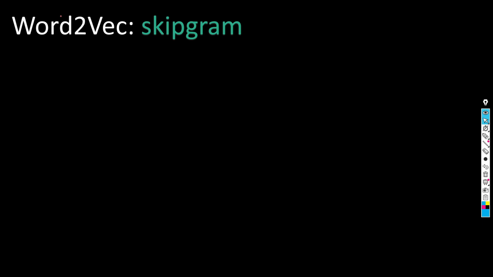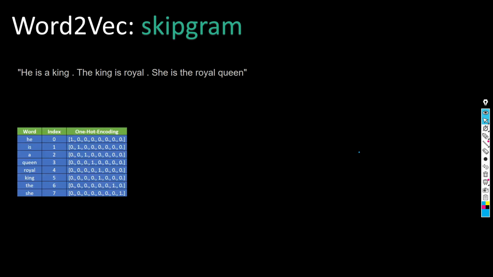Let's say that we have the words: he is a king, and the king is royal, and she is the royal queen. Based on these complete words, we want to generate embeddings for each unique word within these sentences or documents. The first thing that we will do is get the unique words out from these sentences. These are the unique words within this complete sentence.